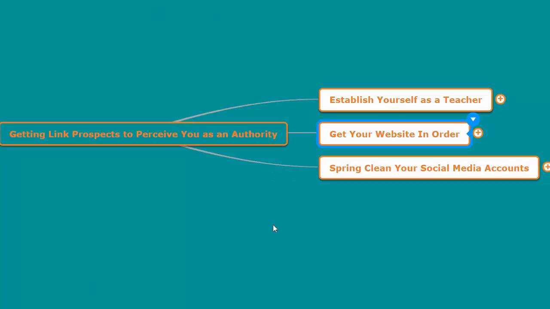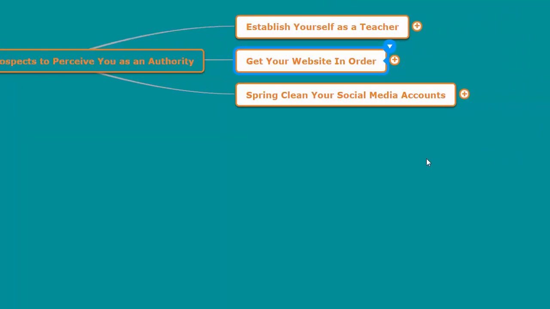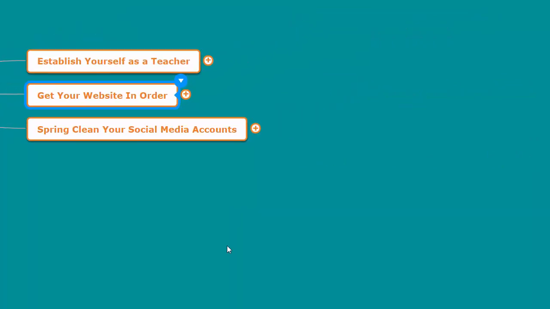But before you can start reaching out to your golden prospects, because you want them to perceive you as an authority, because if they do, you'll have a better chance at earning the link, and that's a good thing. Let's talk about getting your social media accounts ready for reaching out to link prospects. What are some of the things that you need to do to your social media accounts to make sure that you're not going to blow your chance with your golden prospect?